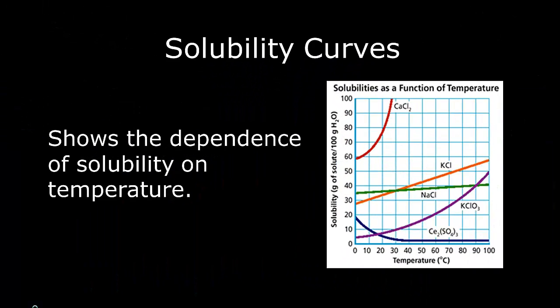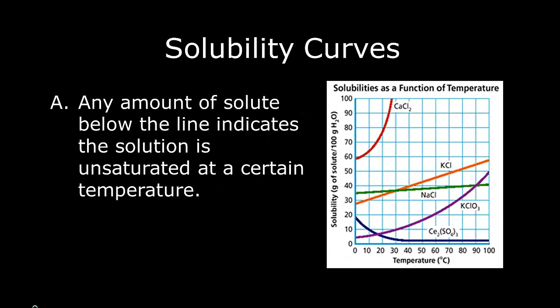Okay, now let's talk about solubility curves. Solubility curves show the dependence of solubility on temperature. As you can see over here, we have 5 substances, and they are graphed depending on their solubility and at what temperature. So the temperatures change, and that changes how much solute can be dissolved. And this happens to be in water, 100 grams of water. Any amount of solute below the line indicates that the solution is unsaturated at a certain temperature.